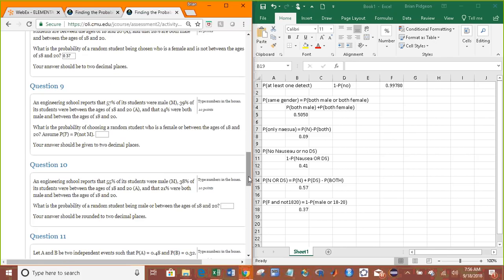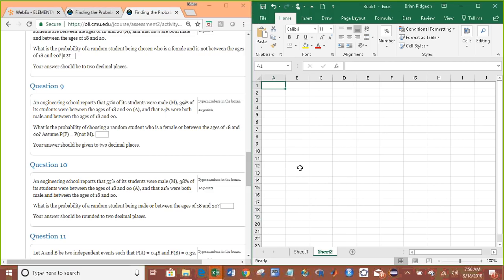Okay, an engineering school reports that 57% of students are male, 39%, okay. What is the probability of choosing a random student who is female or between the ages of 18 and 20? So we want, this is a little different. We want the probability of female or 18 to 20. Well, that's going to be the probability of female plus the probability of being 18 to 20 minus the probability of being both female and 18 to 20.